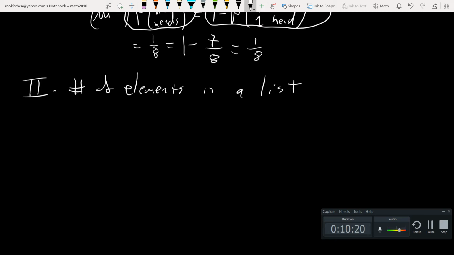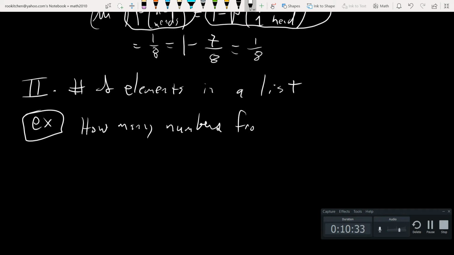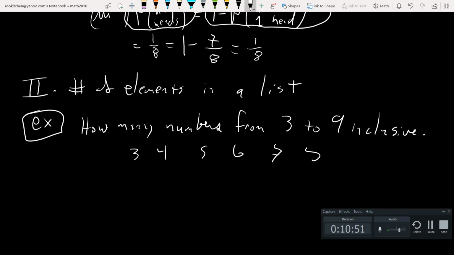Okay, so how many numbers are there from 3 to 9, including 3 and 9? So we'll say from 3 to 9 inclusive. You can literally count them, right? You hope for a formula though. Let's count it. So 3, 4, 5, 6, 7, 8, 9. So there's 1, 2, 3, 4, 5, 6, 7 things there.